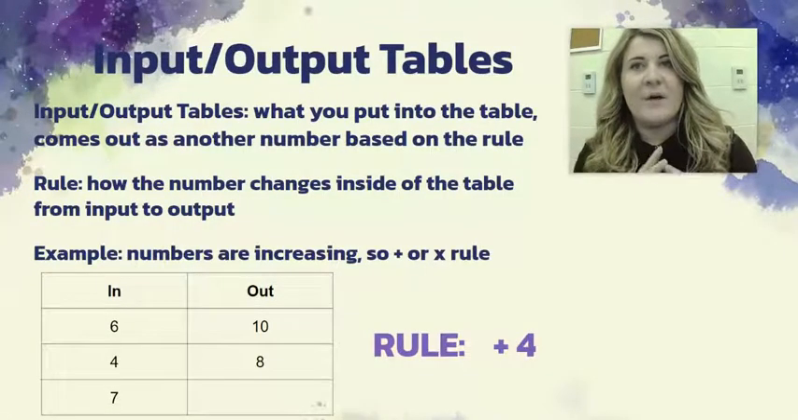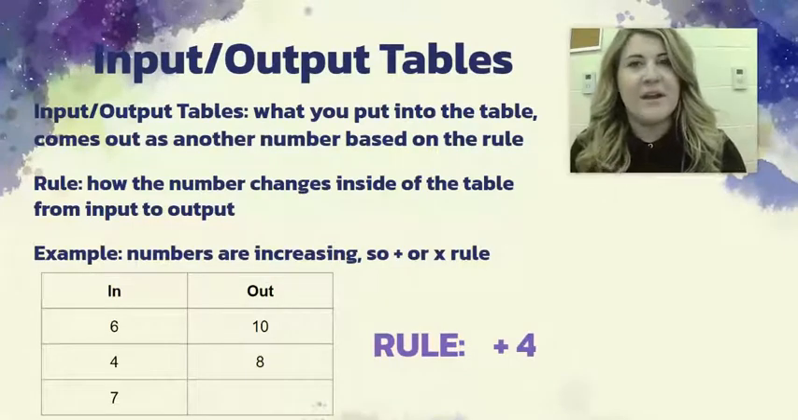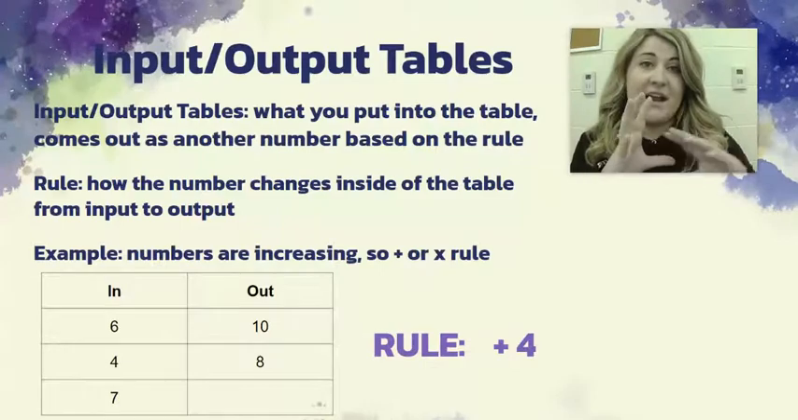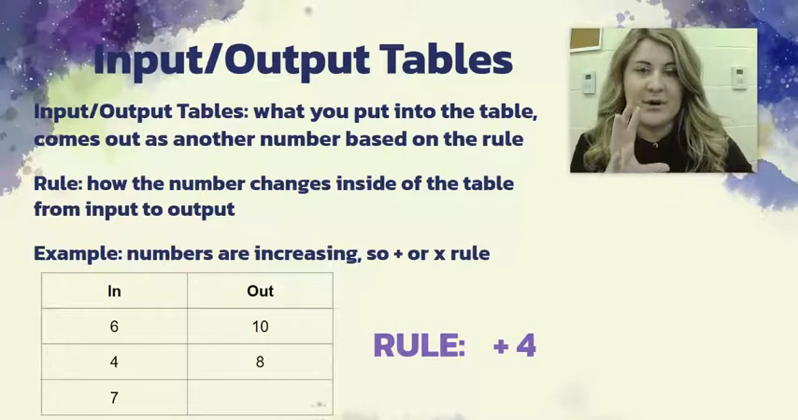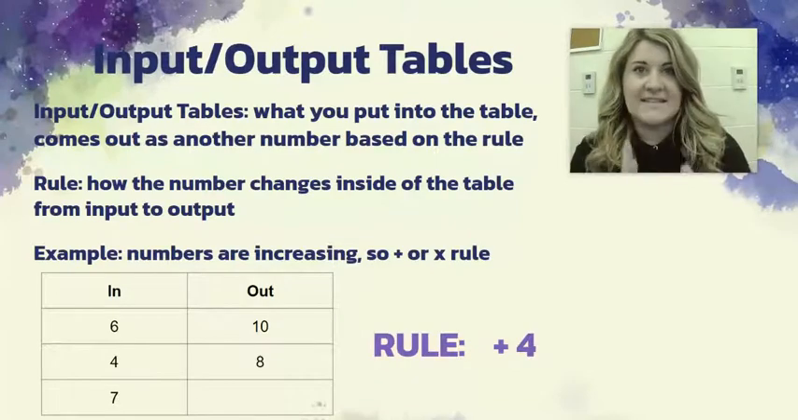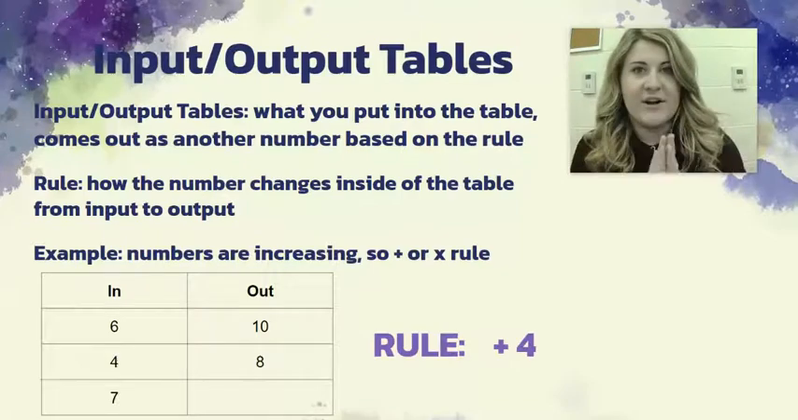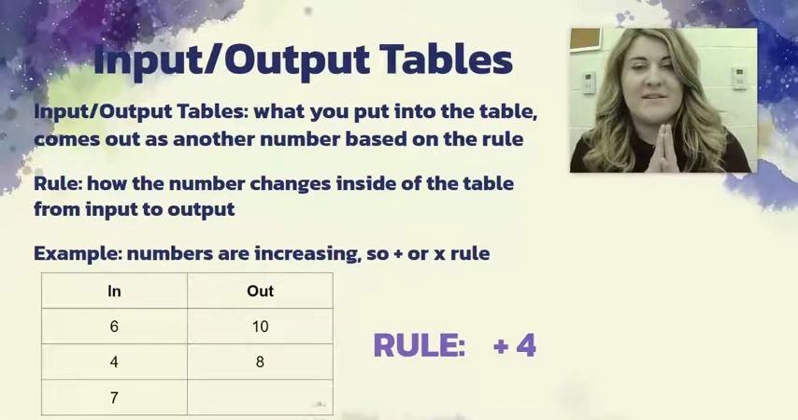So I want you to picture a machine. We're putting a certain number into the machine and something is happening to it in the machine, and it comes out as a separate number, a different number. Our job is to figure out what is happening to it inside of that machine. How is it turning from this number to that number? We're figuring out the rule, and then we're going to figure out the missing parts of the table.